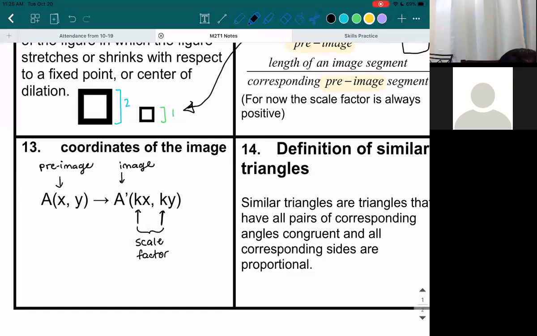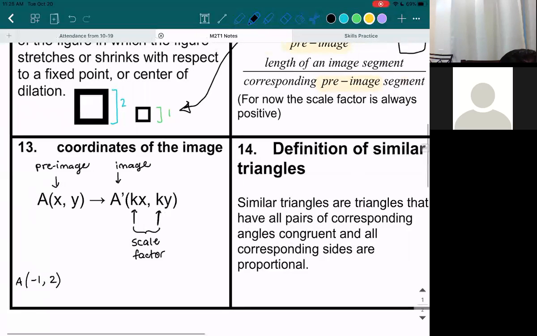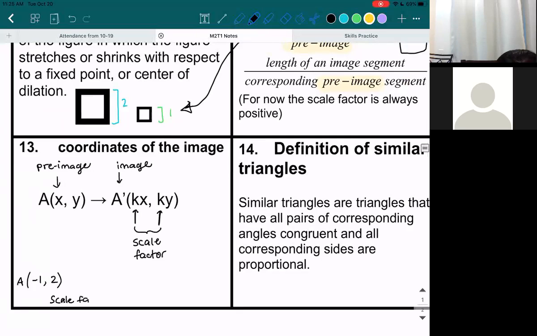If you had a point at -1, 2, this is a point in your pre-image, and then we say we want to change it with a scale factor of 2, that means we're stretching it out to make it twice the size. Then your A prime, this new point, it's going to be -2, 4. Notice that this is -1 times 2. So it takes this old point and it multiplies it by the scale factor.